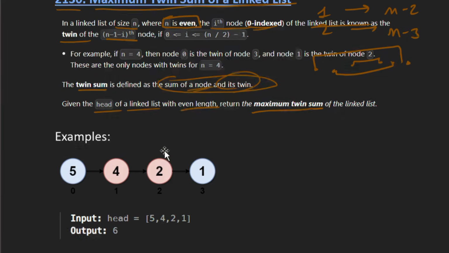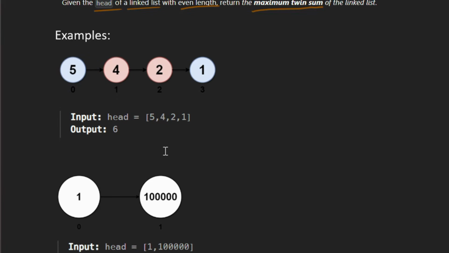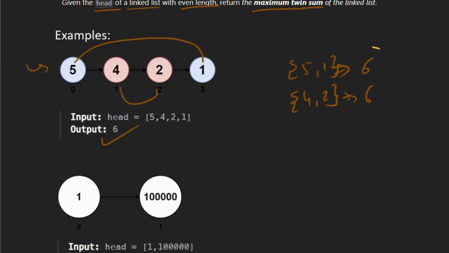So let's see the example. So we have this linked list. So what are the twin pairs? 5 comma 1 is one twin pair, that is these two nodes, and the other is 4 comma 2. So this is the second twin pair. So if we see, the sum of 5 comma 1 is 6 and 4 comma 2 is also 6. So the maximum of 6 comma 6 is 6. So 6 is our answer. So we need to return the maximum twin sum, right?